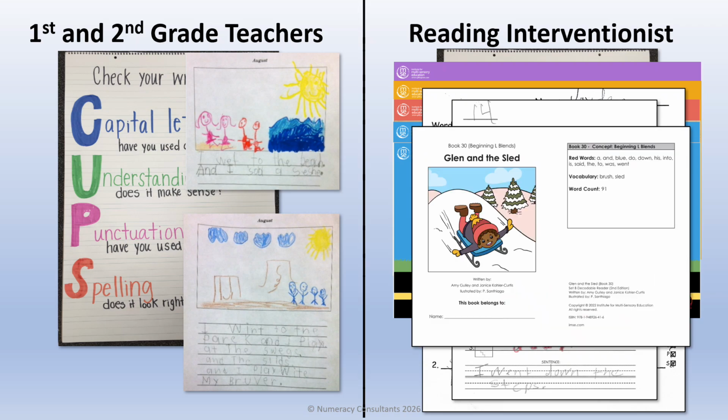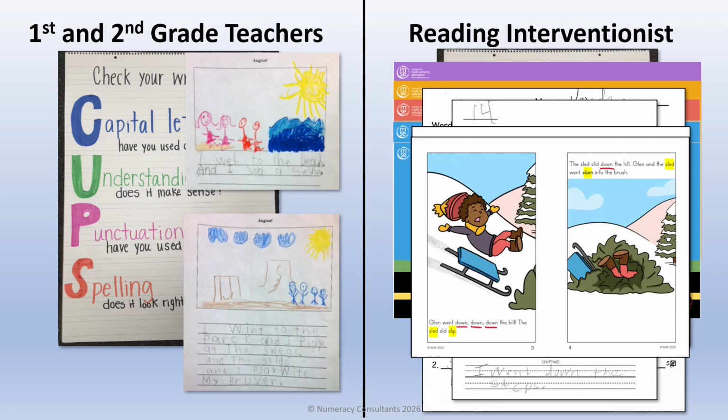Also, the last part is something called decodable books, right? If you're learning about S blends and you're practicing S blends, you're writing about S blends. Now you're reading about S blends, and all these books are loaded with the sight words that you're learning about, and also loaded with the S blends as well.